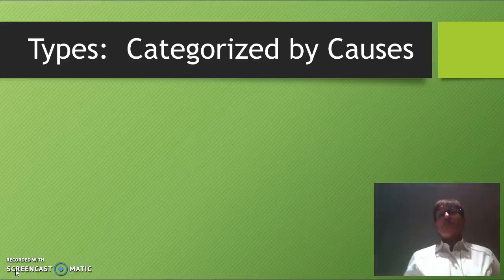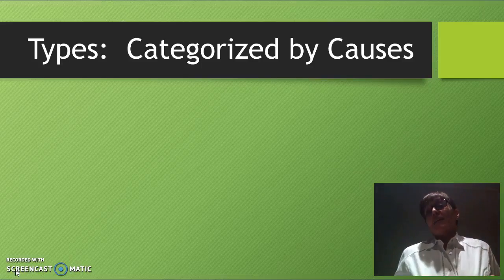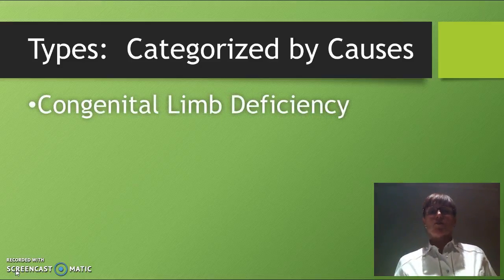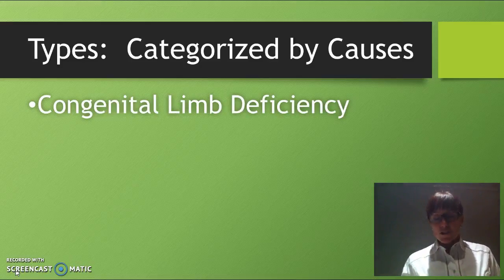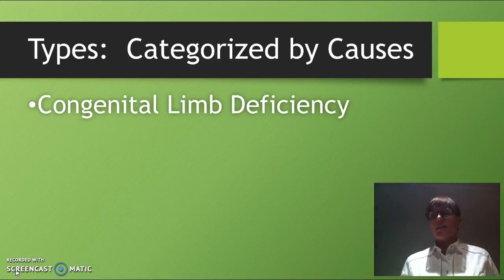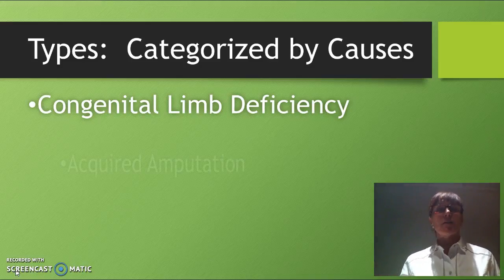Okay, so not only are amputations categorized by anatomical location, they also are categorized by causes, because there are many different reasons, or many different causes for lower leg amputation. The first one is known as congenital limb deficiency, which isn't necessarily an amputation per se, but would be someone that was born with all or part of a limb missing. It occurs at birth, so it's not something that occurs afterward. It's not intentional. It's not accidental. It's just something that you are born with.